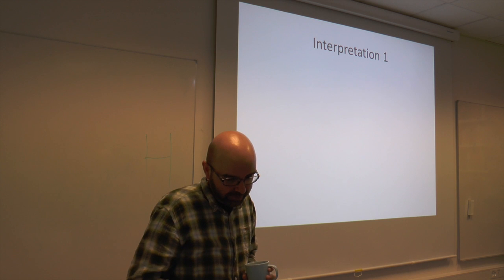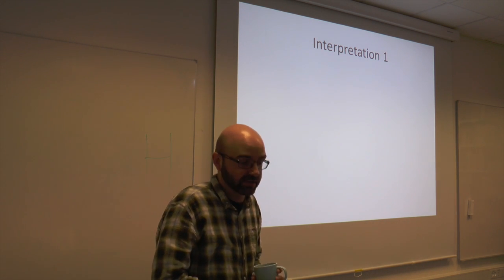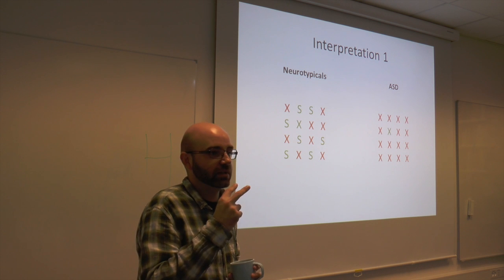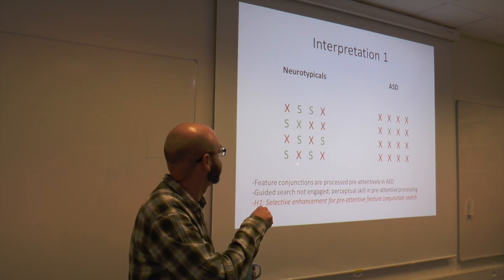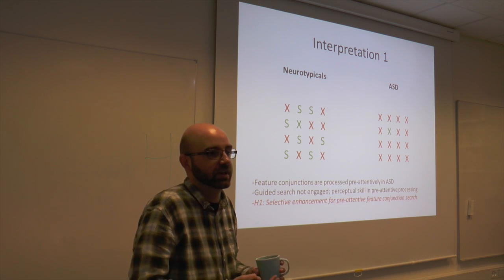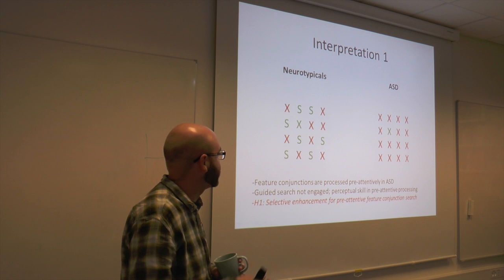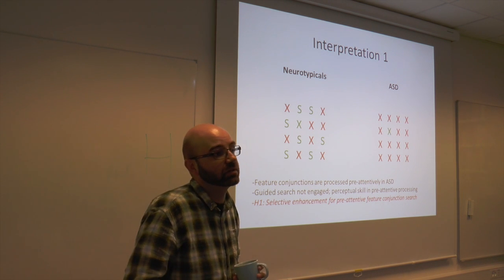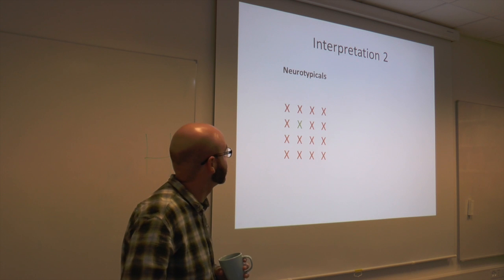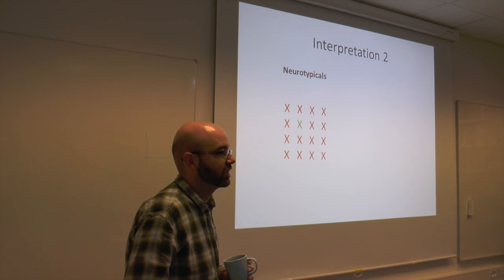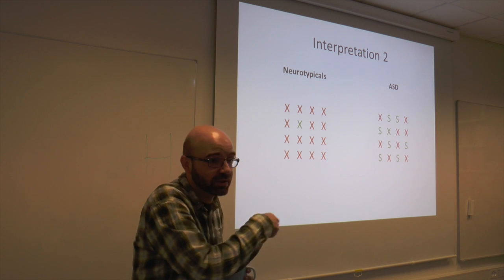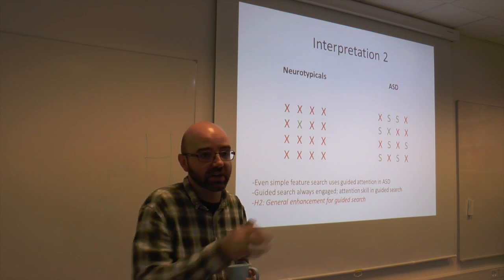So there are two interpretations of this, and this is some of my unpublished research with Carsten. One is that when you present a neurotypical person with this, what they see is actually like this, and it just pops out automatically. That suggests that feature conjunctions are processed preattentively in ASD, that these feature maps interact in a different kind of way. That you don't need to engage guided search because there's a special perceptual skill that people with autism have. The other interpretation is that if you present neurotypicals with something like this, it's actually processed by people with autism like this. That they're using guided search here as well, but they have an advantage in their guided search. Their guided search is quicker.